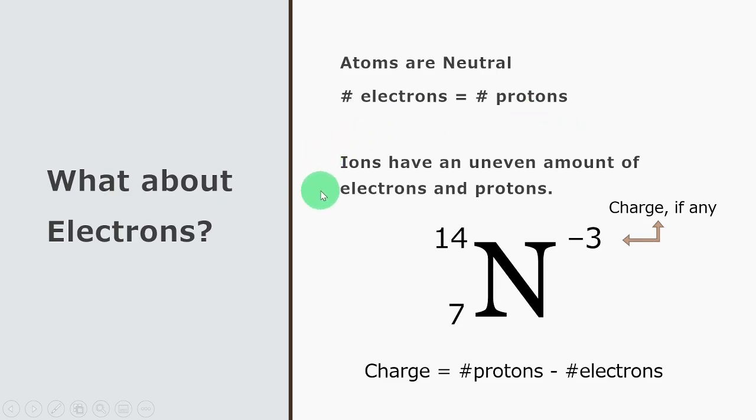Ions, on the other hand, have an uneven amount of electrons and protons. Nitrogen forms the nitride ion. It's a stable ion of nitrogen, and it will have 10 electrons and still 7 protons, or else it wouldn't be nitrogen. So we can figure out the charge on it by taking the number of protons, which in this case is 7, minus the number of electrons, and that's 10. So 7 minus 10 is -3, which is the charge on the nitride ion. And we'll denote the charge up here just where you would normally see it written. If there is no charge, of course, we're not going to write a 0 up there.